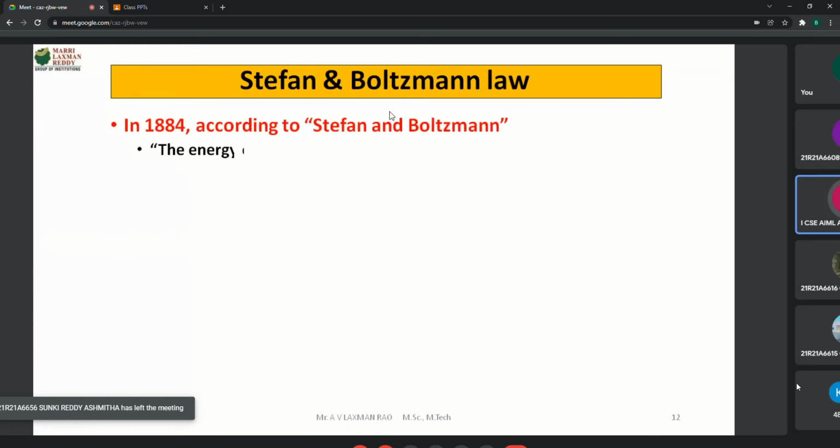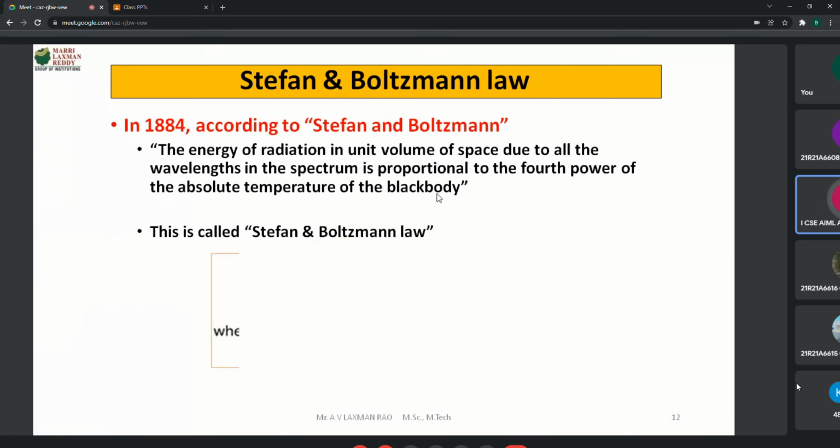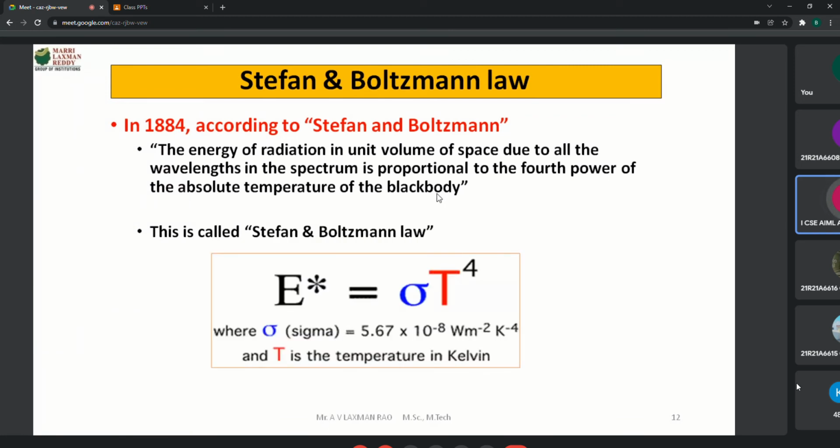Next, the Stefan-Boltzmann law. The amount of radiated energy by a unit volume of space, that is E star, is directly proportional to the fourth power of the temperature of that object. Then you need to write this equation. This is nothing but the Stefan-Boltzmann law about the black body radiator. The energy emitted has this relation, where sigma is the Stefan-Boltzmann constant. That value can be expected as like this.